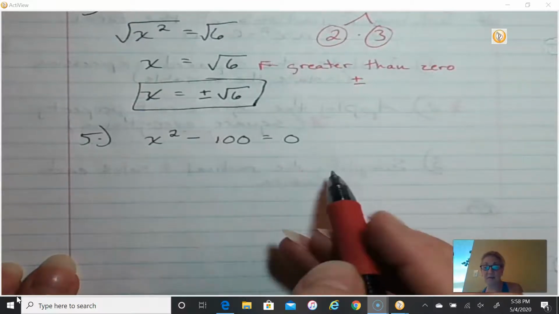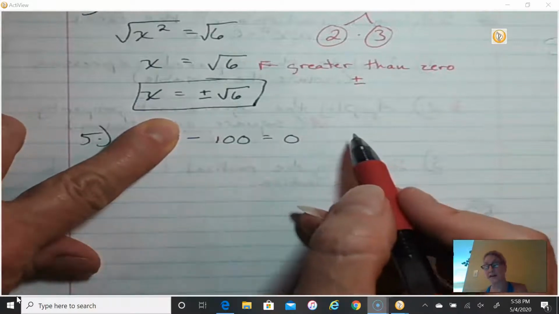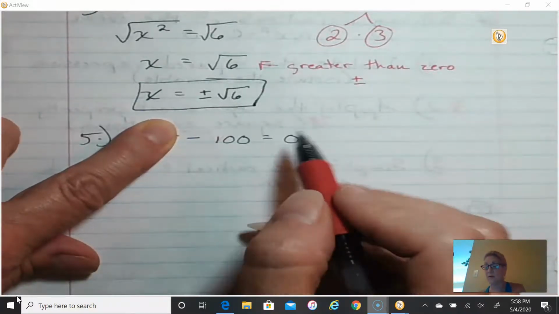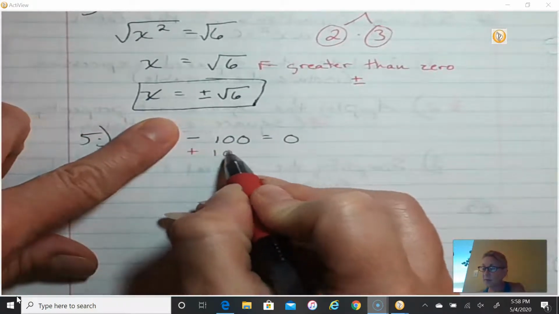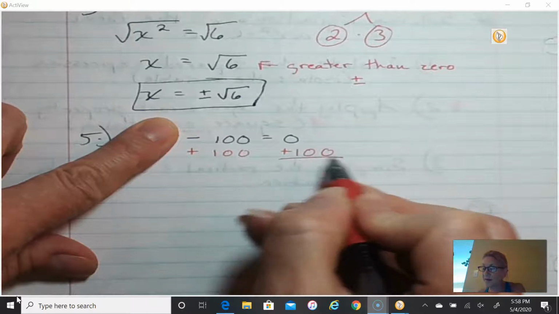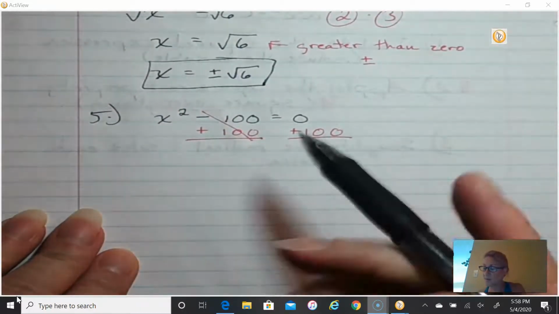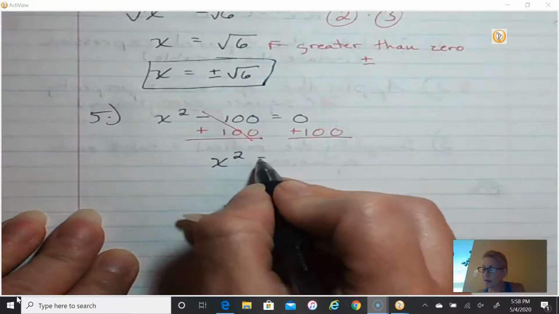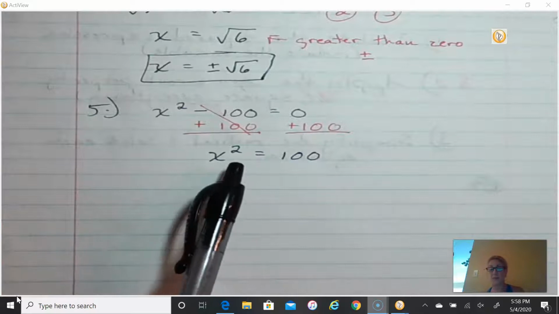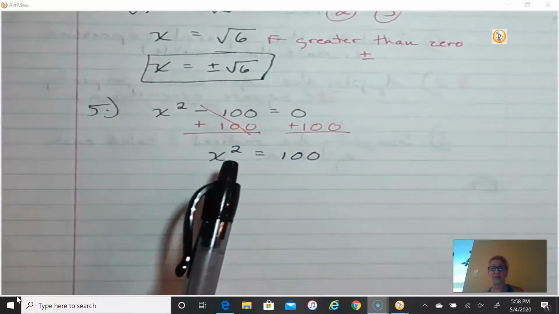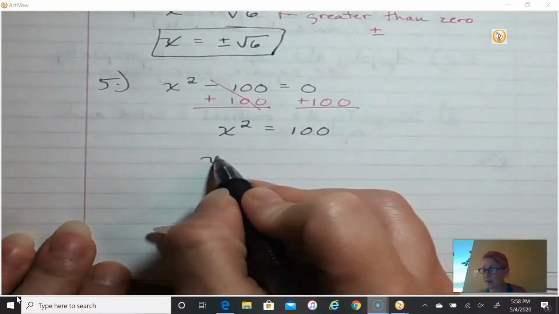Okay, so to isolate the variable, this is a negative 100. So to move it to the opposite side across that equal sign, so this is by itself, we have to do the opposite. So we're adding 100 on both sides. That cancels out, and I'm left with x squared equals 100. Okay, so we're now at step 1. We've isolated the squared variable. Step 2 is to square both sides.